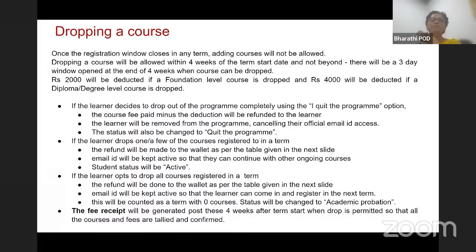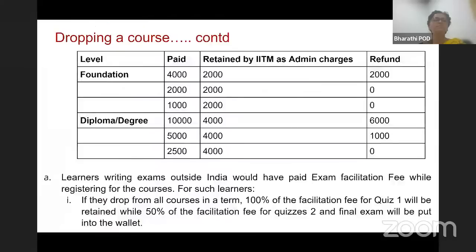But in this 3-day window, if you don't drop, then after that, there is no possibility of dropping a course and you have to continue. If you don't continue and you don't study from it, fees will not be refunded and there'll be no other course of action possible after that. So that is what we have written here. Fee receipt we will generate once you have paid the fees. I think in the next 1 or 2 weeks, you should be getting your fee receipts, all of you, for whatever you have paid and registered for the September term.